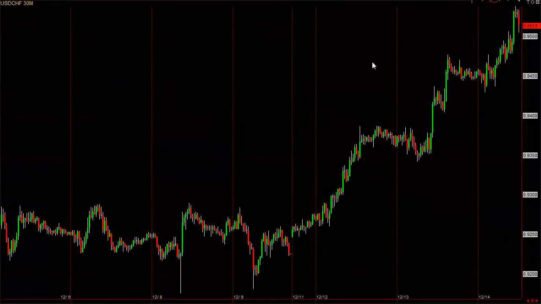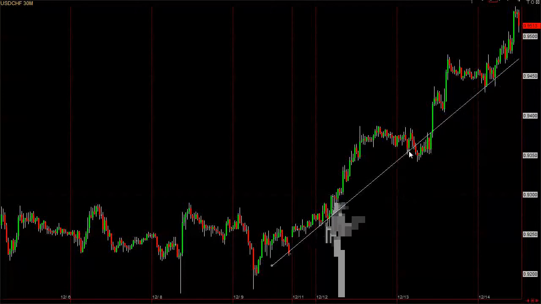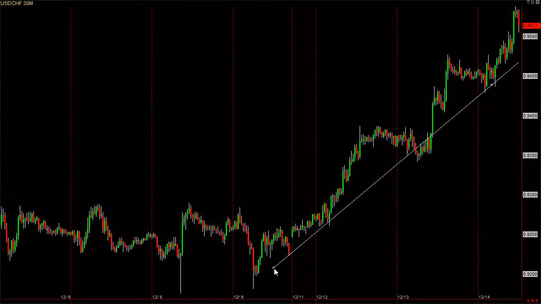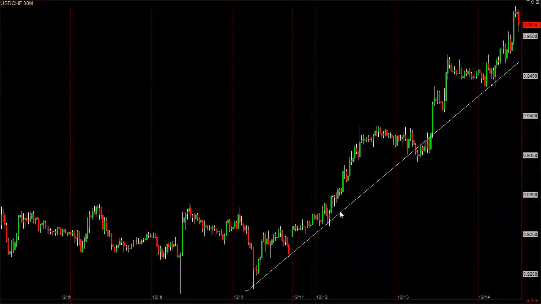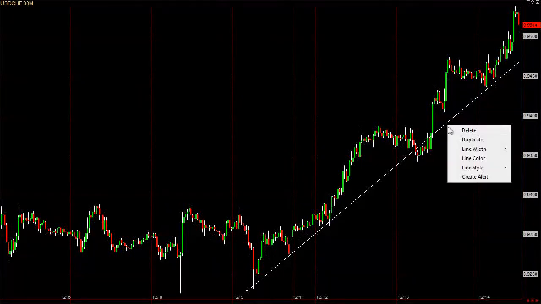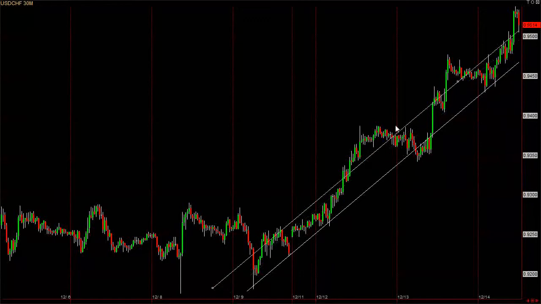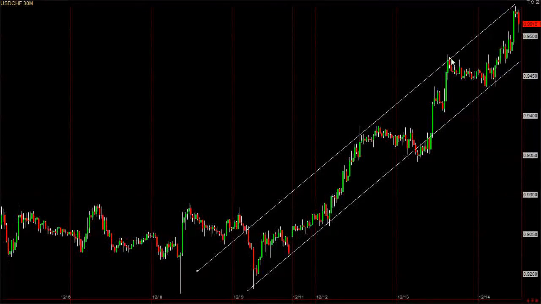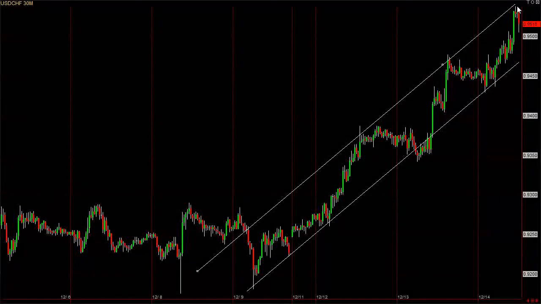Control R brings up the ray. Draw your trend line on here, and again, I want to have as many places get hit as possible. Here's the low. These areas are getting hit. It slightly went through it here, it hit it here, and then you right click on it and hit duplicate, and you can drag it up here to this level here, and you can see it came within a few pips of it.